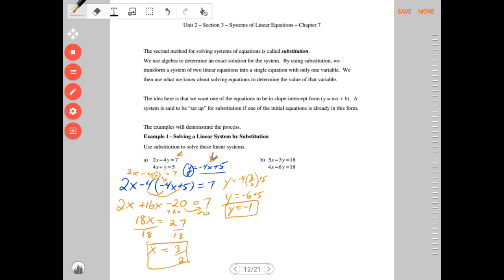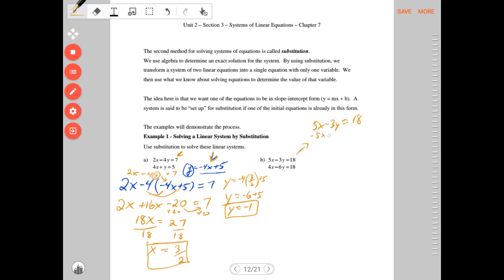Perfect. Okay, for B, now B doesn't quite work out the way that A did. All these letters, all the variables have exponents. They all have coefficients, so it's not going to be any easier to solve for one versus the other. So not a big deal. So let's, I guess let's take this first equation. Why not? Okay, so 5x minus 3y equals 18.